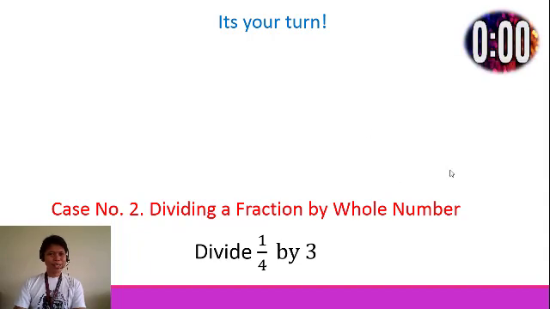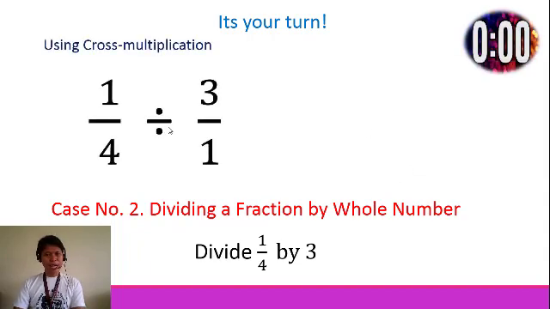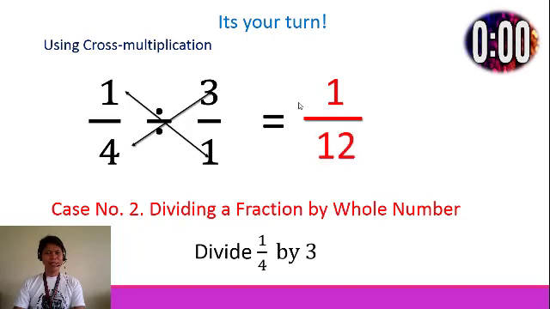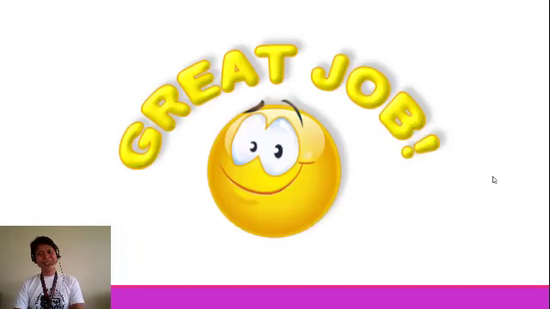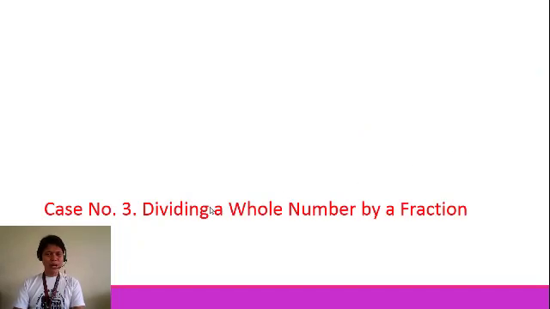Okay, time's up. So it is 1/4 divided by 3 over 1. So 1 times 1 is equal to 1, and then 4 times 3 is equal to 12. Okay, did you get the correct answer? Great job. Moving on, we have case number 3, dividing a whole number by a fraction.